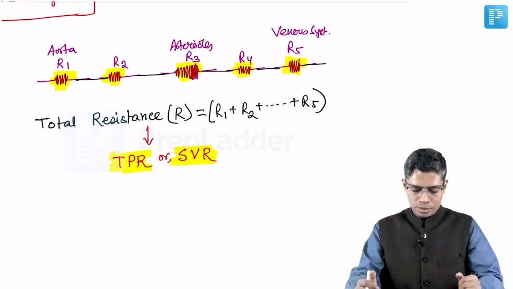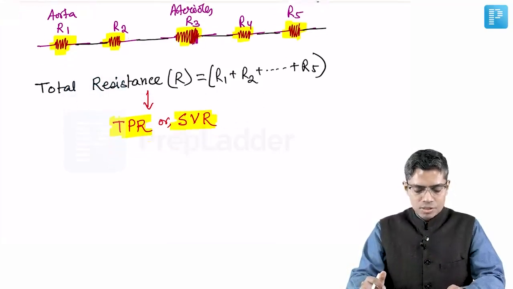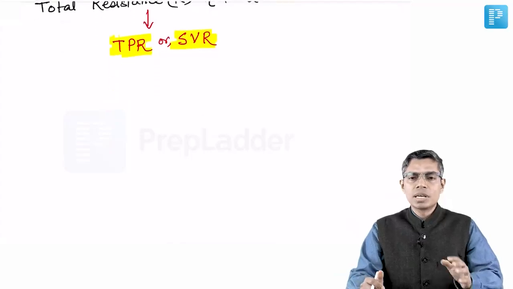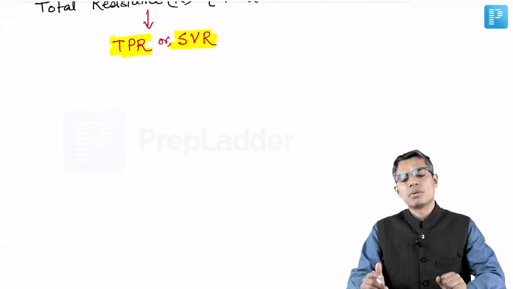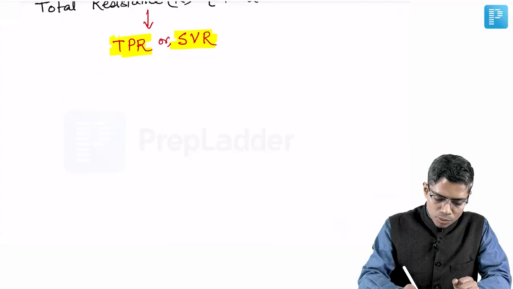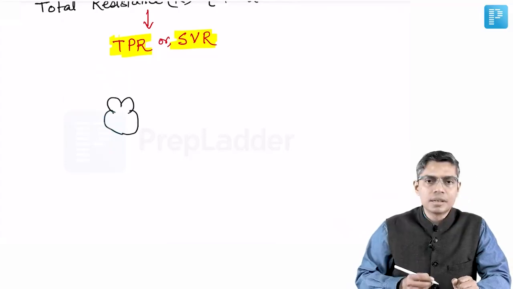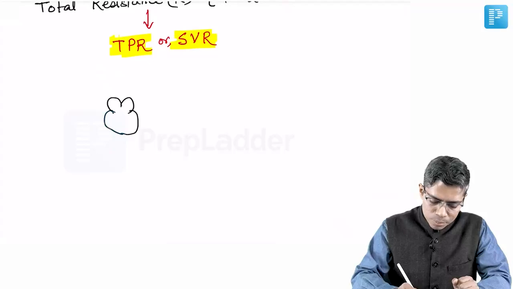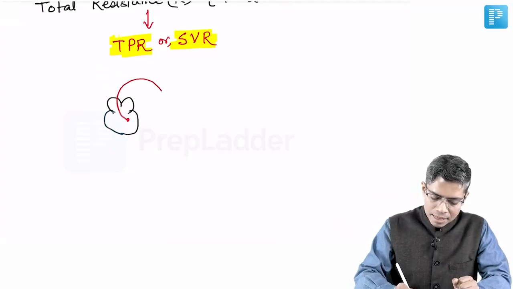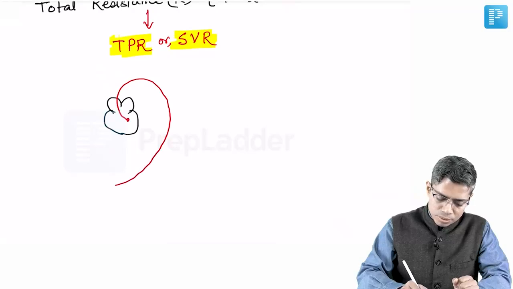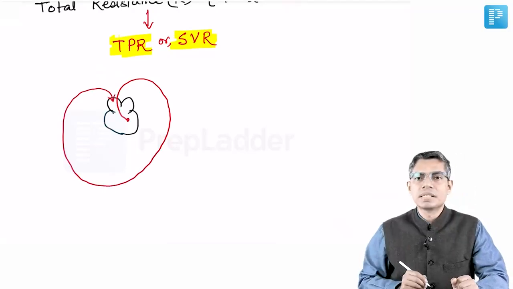Is there any other way to calculate the systemic vascular resistance, or TPR? The answer is yes. We can also use the Ohm's law formula here. How to apply Ohm's law here? Suppose this is the heart. The heart is pushing blood from the left ventricle at the level of the arch of the aorta, and that blood is flowing through and reaching the right atrium.